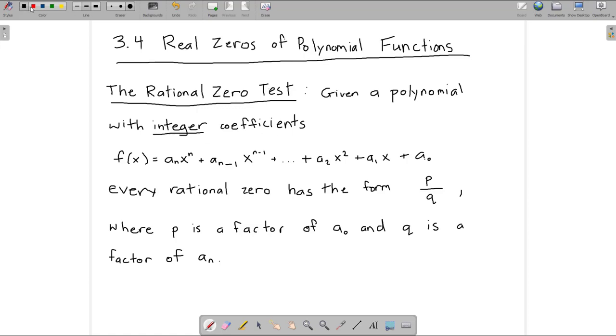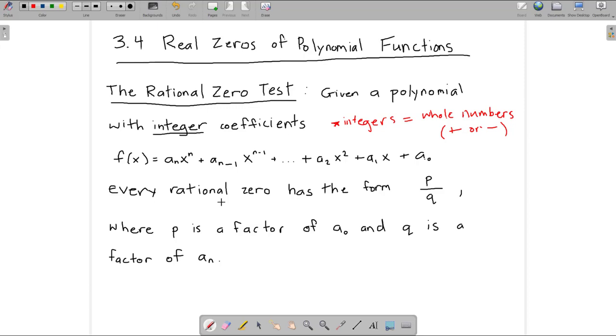That says that given a polynomial with integer coefficients, and remember that integers are just whole numbers, and they can be positive or negative, so not like fractions here, whole numbers. Plus or minus for the sign. So given a polynomial with integer coefficients, f of x equals a_n x to the n plus a_(n-1) x to the n minus 1 plus all of your terms up until the lower ones, a_2 x squared plus a_1 x plus a_0, this constant term.